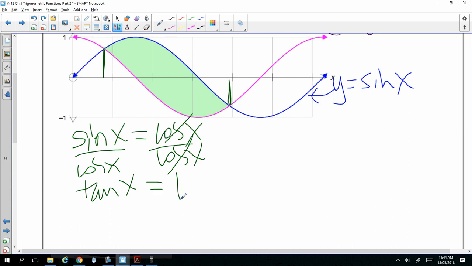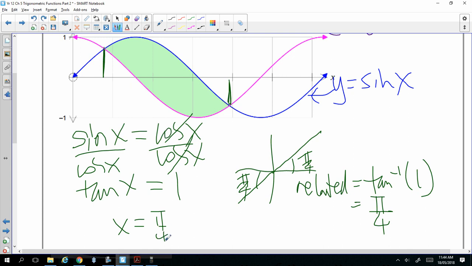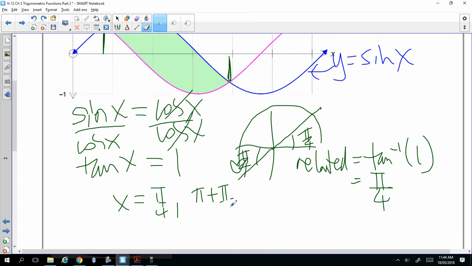The related angle is tan inverse of 1, which is pi on 4, 45 degrees. So actual x is pi on 4, and the angle in the third quadrant is pi plus pi on 4, which is equal to 5 pi on 4. Okay, so you get x equal to pi on 4 and 5 pi on 4. Let's label this. So you got pi on 4 here, 5 pi on 4 there, like that.